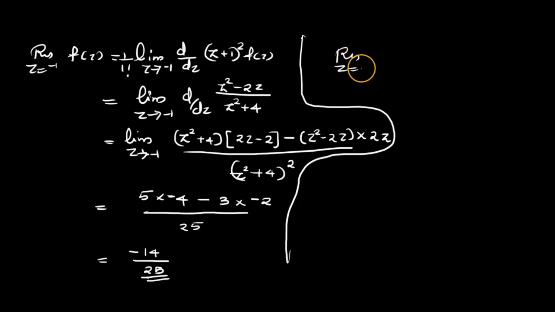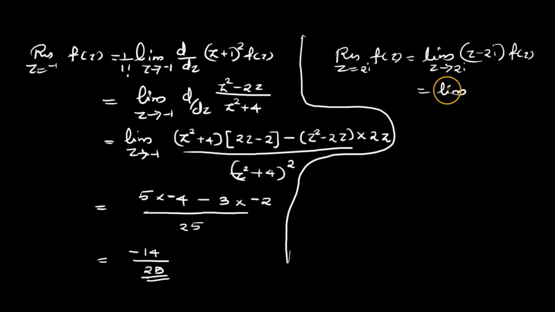Residue at z equal to 2i of f of z is equal to, this is a simple pole. That means limit z tends to 2i of (z minus 2i) into f of z. That is limit z tends to 2i of (z minus 2i) into f of z, which is (z square minus 2z) divided by (z plus 1) whole square into (z plus 2i).